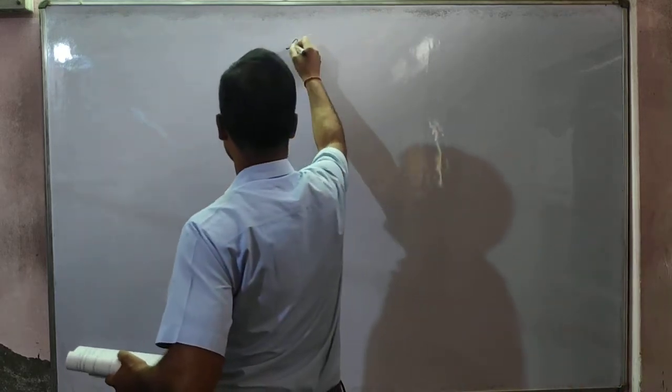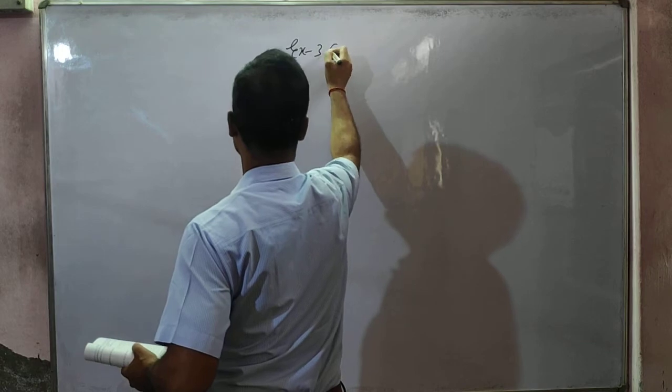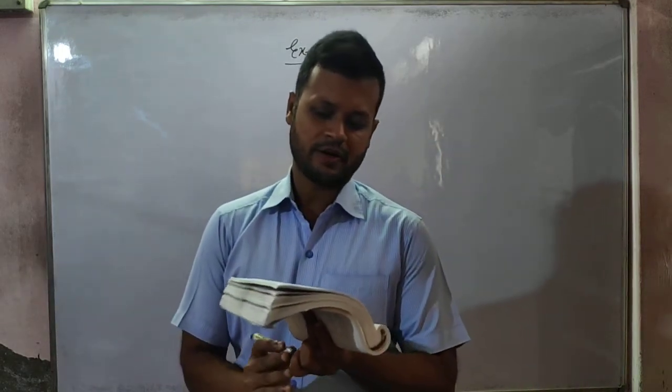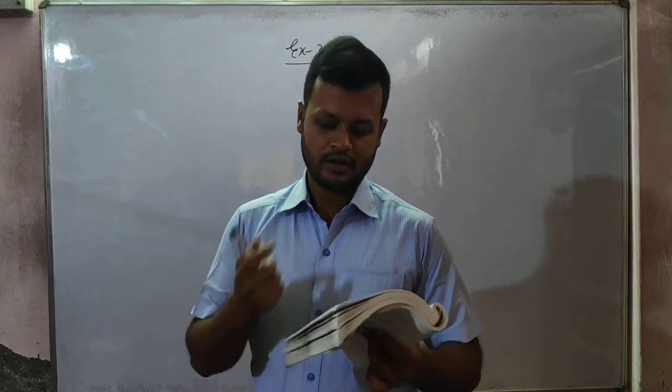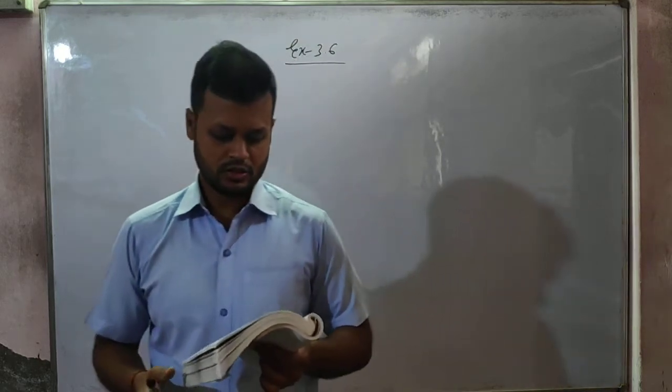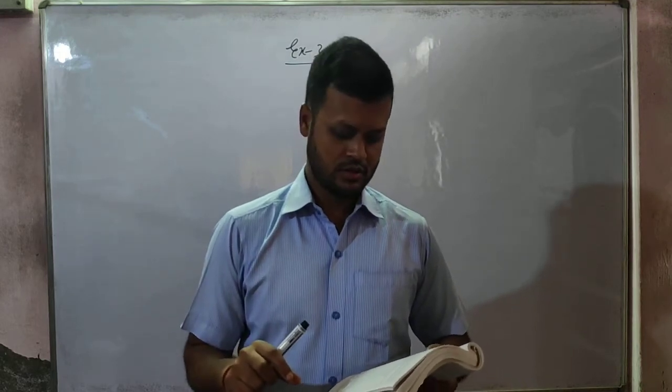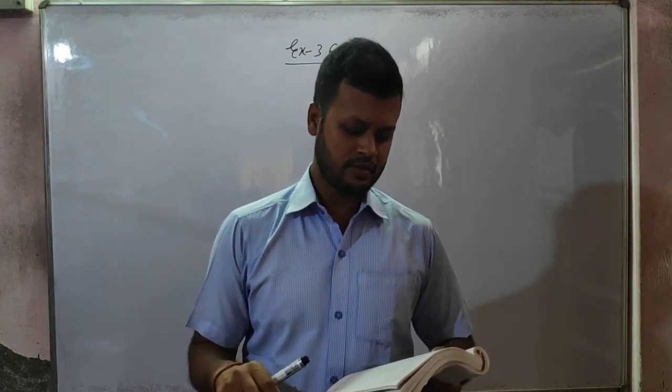So today students we will continue with exercise 3.6. Okay, so let us continue with exercise 3.6. Solve the following pair of equations by reducing them to a pair of linear equations. You have to reduce the given pair of equations by reducing them to a pair of linear equations.